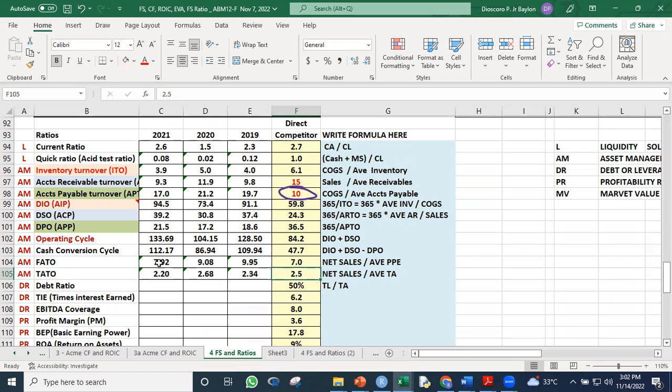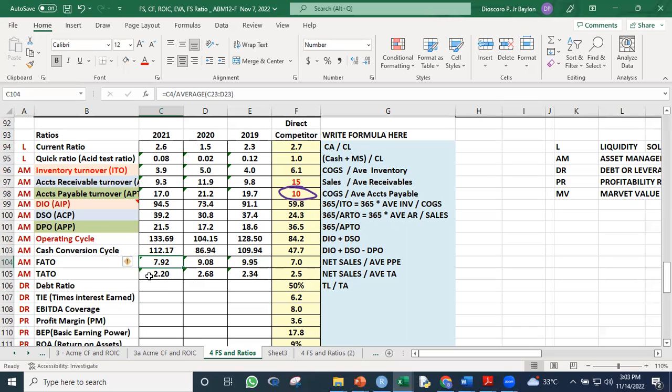So, very important itong TATO, no? So we compare it. Okay, here you can see a deterioration in terms of performance. From 9.95 naging 9.08 to 7.92. So finance would normally raise these alarm bells and maybe call for a meeting and talk with maybe the CFO, etc. Because based on records, based on the data, the company is deteriorating in terms of productivity in the use of its fixed assets.